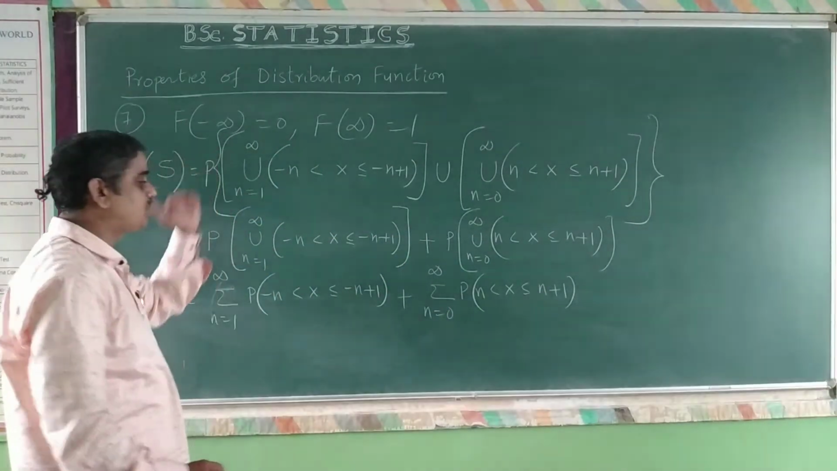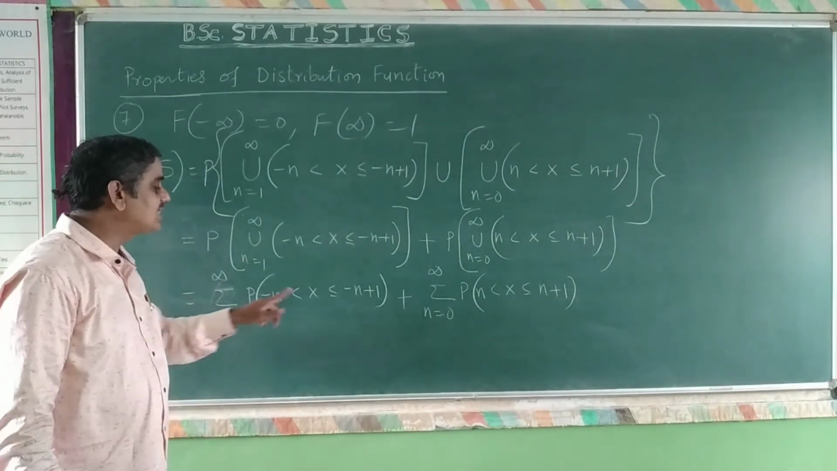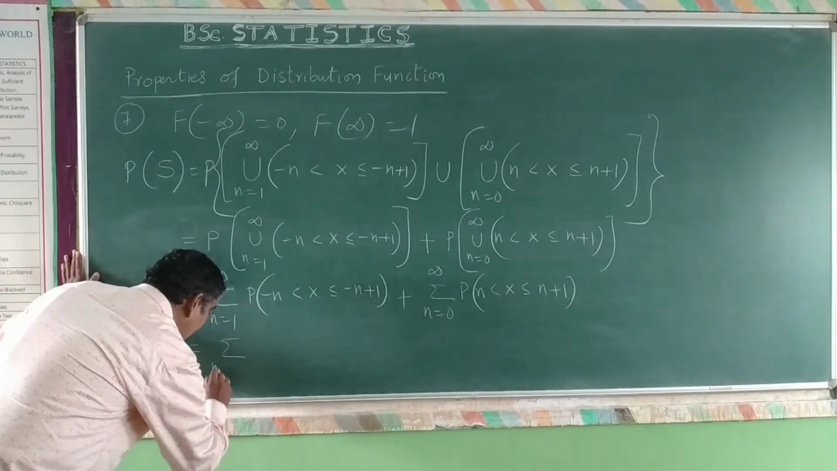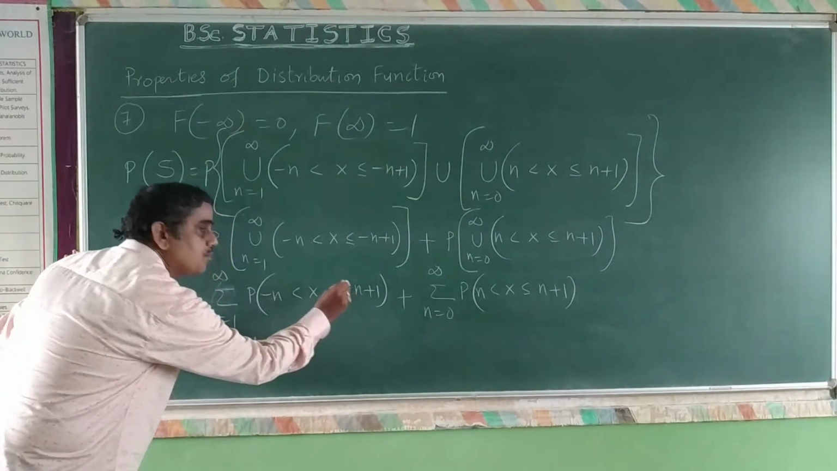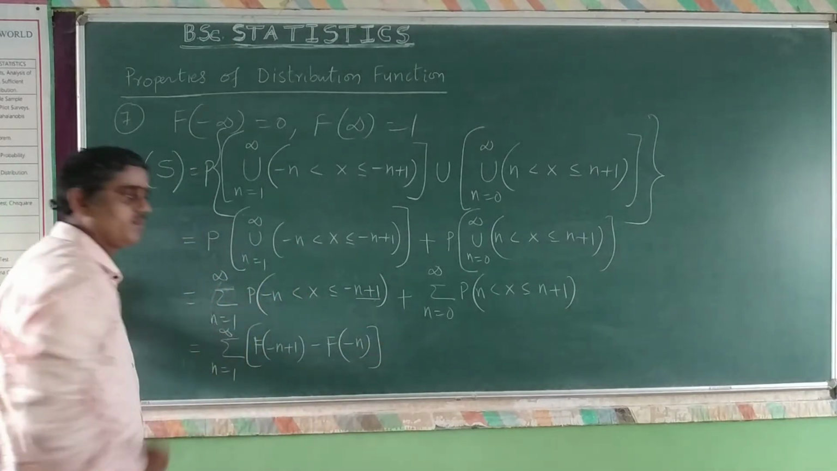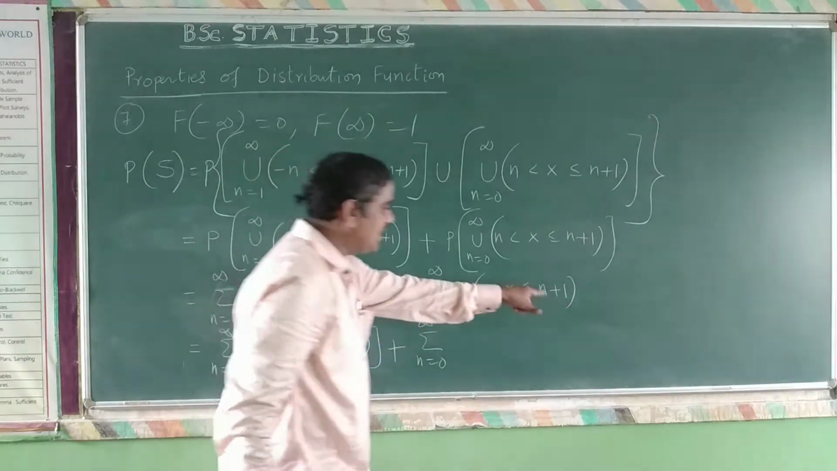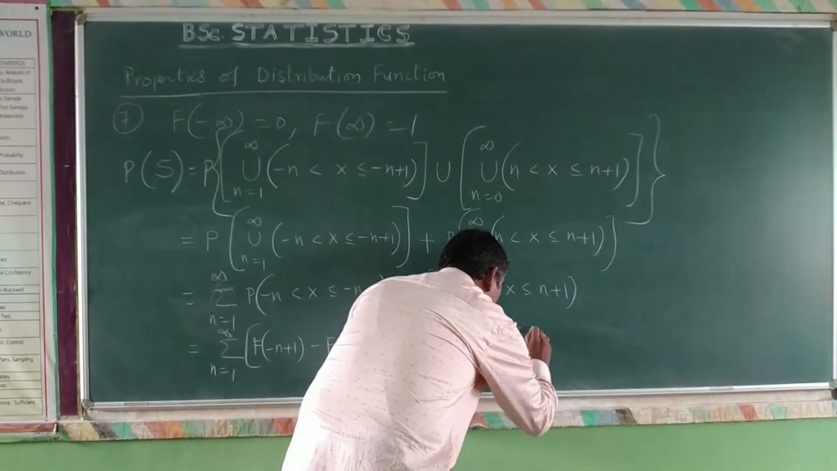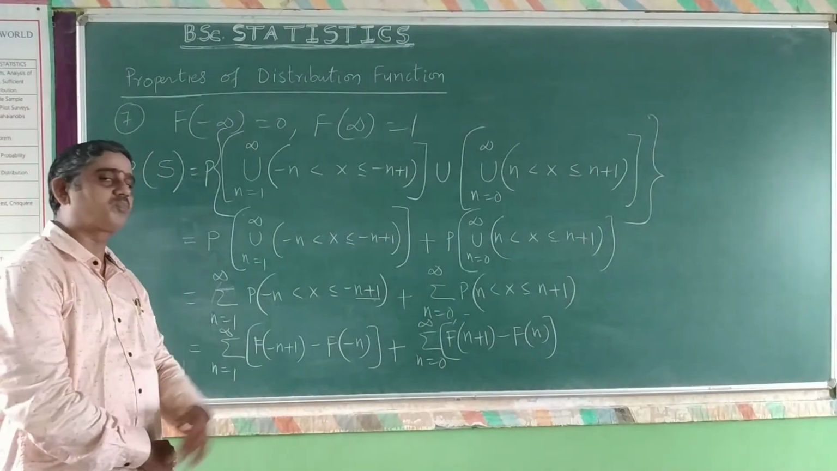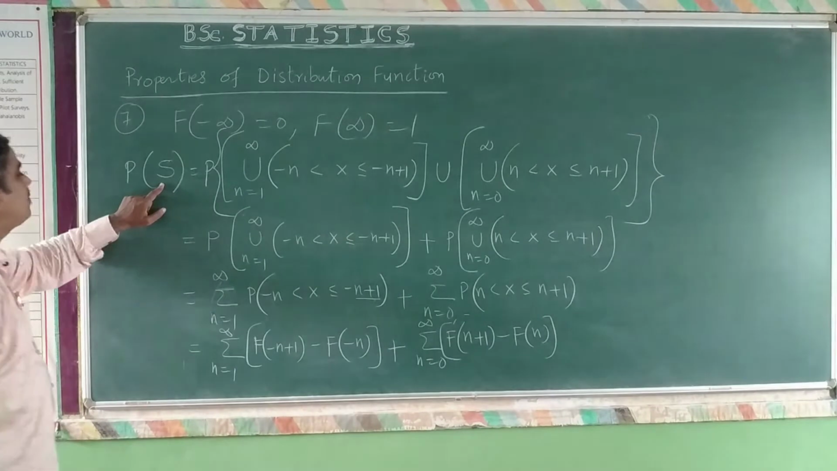Right? Now you express each and every one in terms of the distribution function. Use the property of distribution function now: probability of a less than x less than or equal to b. That property can be written as summation n equals 1 to infinity of F of b minus F of a, where b is minus n plus 1, minus n plus 1, minus F of a, that is minus n. And then plus summation n equals 0 to infinity, again probability of a less than x less than or equal to b, where b is n plus 1: F of n plus 1 minus F of n. Right? This is the property of distribution function; I have used property number 1 of distribution function. Now I expand the terms. Hope you understand.